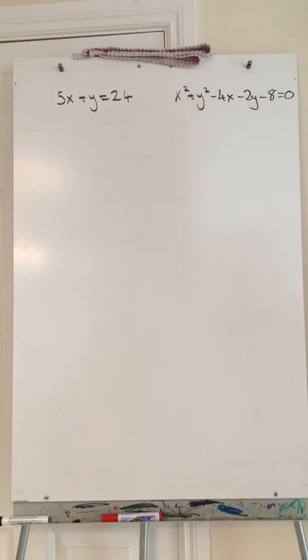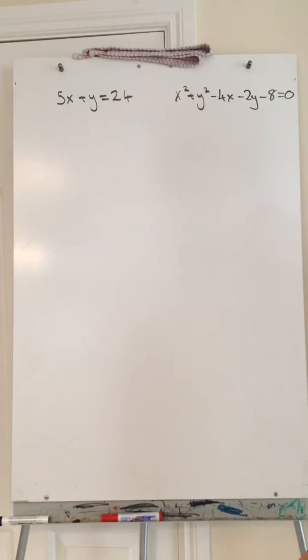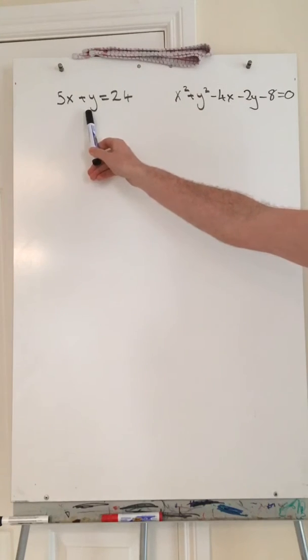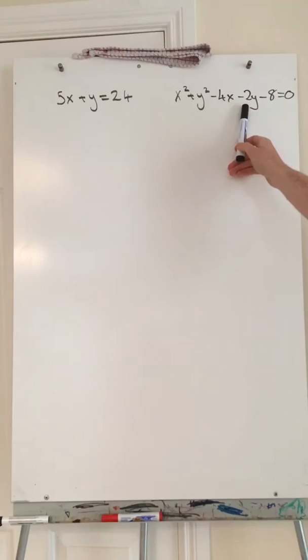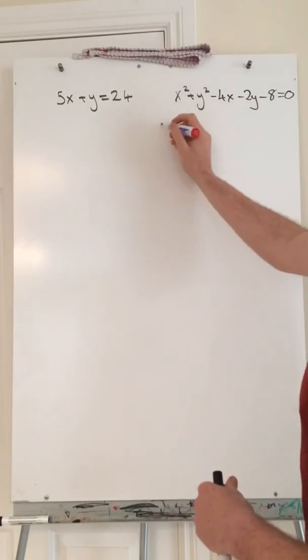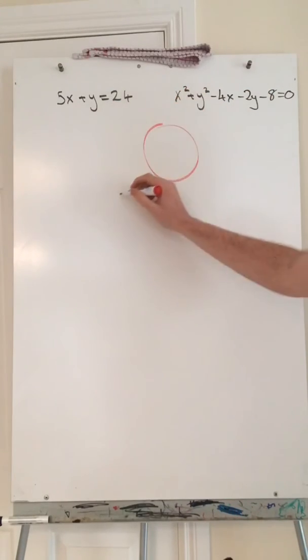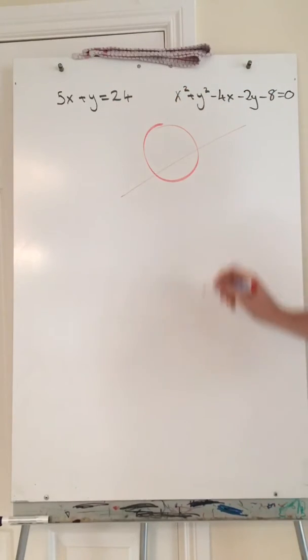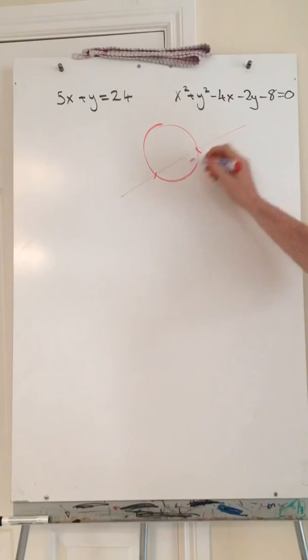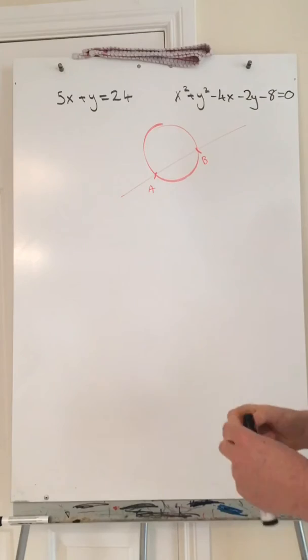Okay, so here's the next question. In this one, we want to do the exact same: find the points of intersection between this line and this circle. So once again, a diagram. The circle could look like that, and then this line, maybe it's coming up and looking like that. We want to find the points of intersection, the point A and the point B.